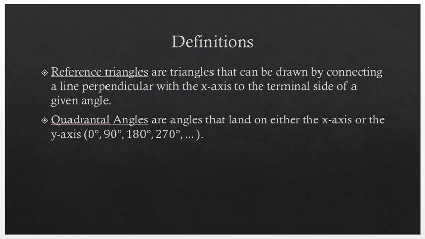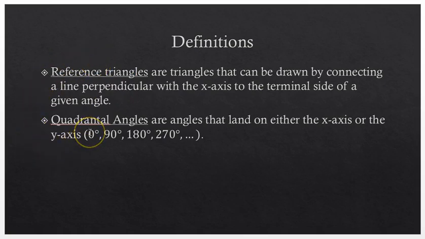Reference triangles are the triangles that can be drawn by looking at the terminal side of your angle, wherever your angle is specified. If you draw a straight up or down vertical line from there and connect it to the x-axis, that'll be perpendicular to the x-axis. And then you can go from there back to the origin or the center of the circle to create a triangle. And then the sides of that triangle can be used for evaluating trig functions with your SOHCAHTOA rules.